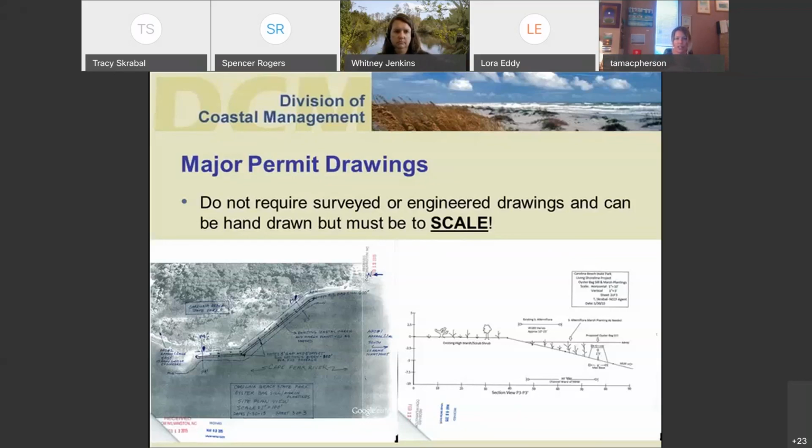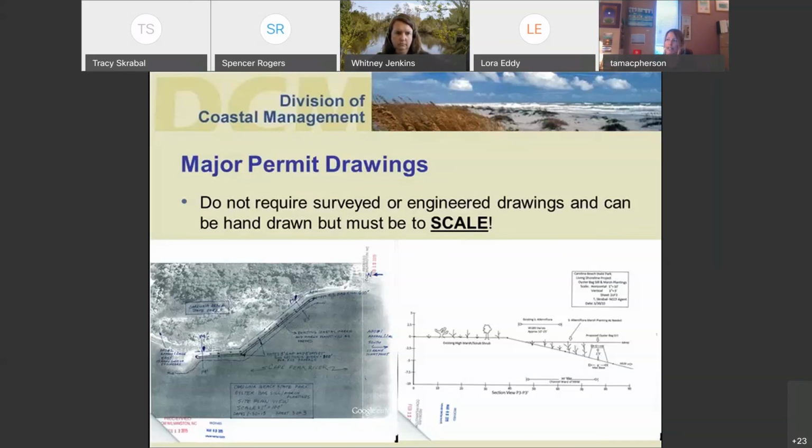We're going to need the project name and everything. And then you actually scale out the project. They did this using an aerial, but it still scales out, and you can see where they're proposing the gaps in the wall, and you can see that they're calling this an oyster bag sill.